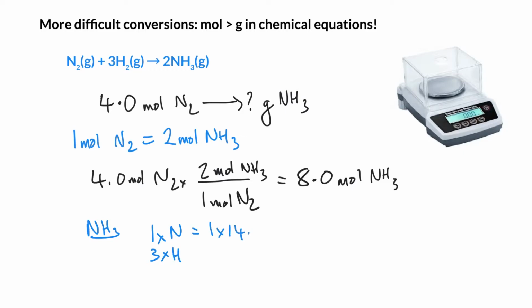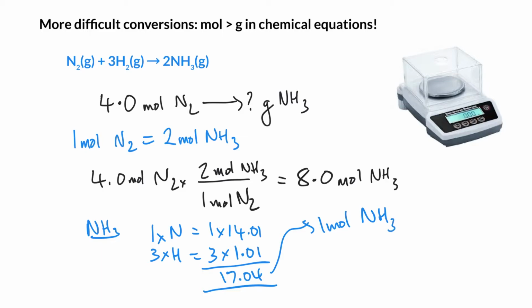And nitrogen, if we look on our periodic table, weighs 14.01 grams. Hydrogen weighs 1.01. Actually, your periodic table might say something like 1.00794 or something, but that seems like way too much work. So I'm going to round a little bit to 2 decimal places, I suppose. That gives us a grand weight of 17.04. So what does that mean? That means that, more usefully to us, 1 mole of ammonia weighs 17.04 grams of ammonia.